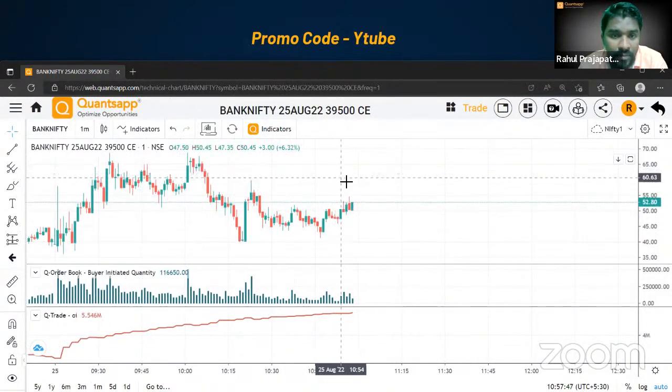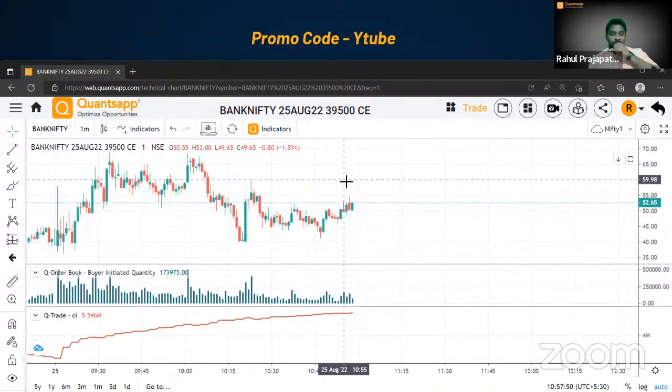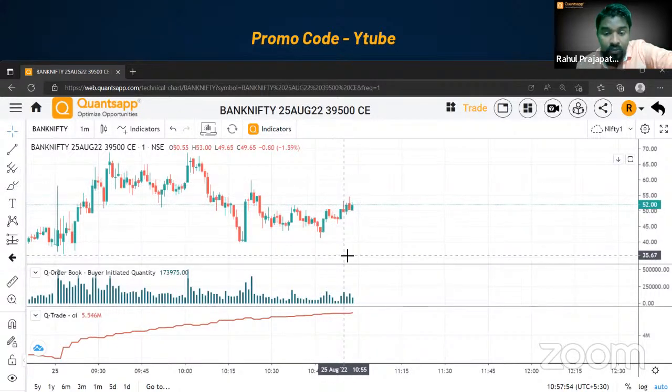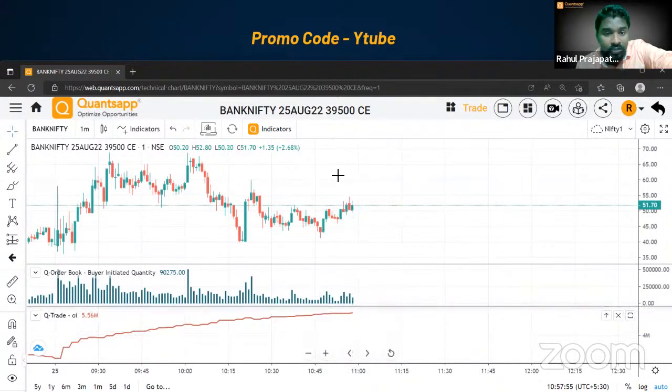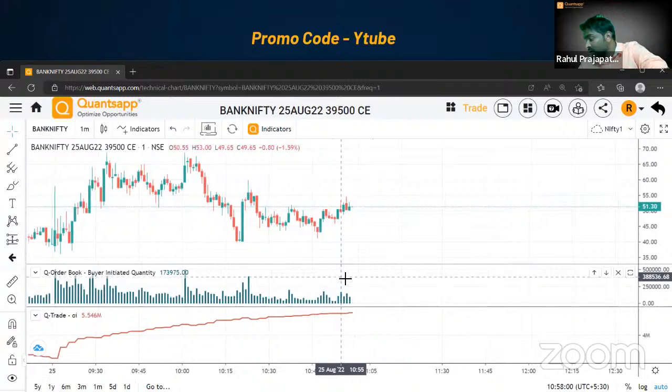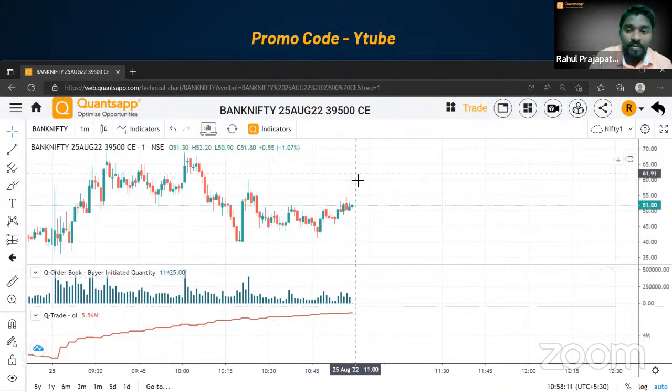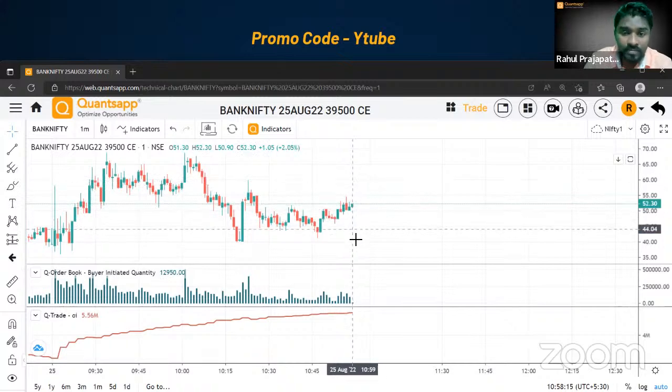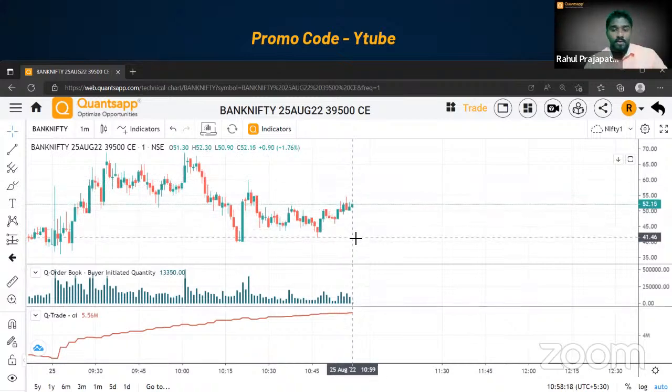Somehow we have a breakout above 60 rupees. Sorry, that means the OI should decrease. Any breakout that comes with an OI decrease and an increase in the buyer-initiated quantity is a good trade to take, right? Fine. So if I would have taken a trade, once we give a breakout above 60 rupees, I'll go and take a trade, and I would have plotted the stop loss somewhere here.